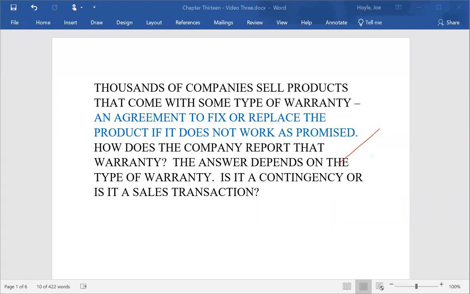So we know that warranties are going to be either contingencies, or they're going to be sales transactions. So what I'm going to do is show you two different examples: one that's a contingency and one that is a sales transaction. So let's look at them.